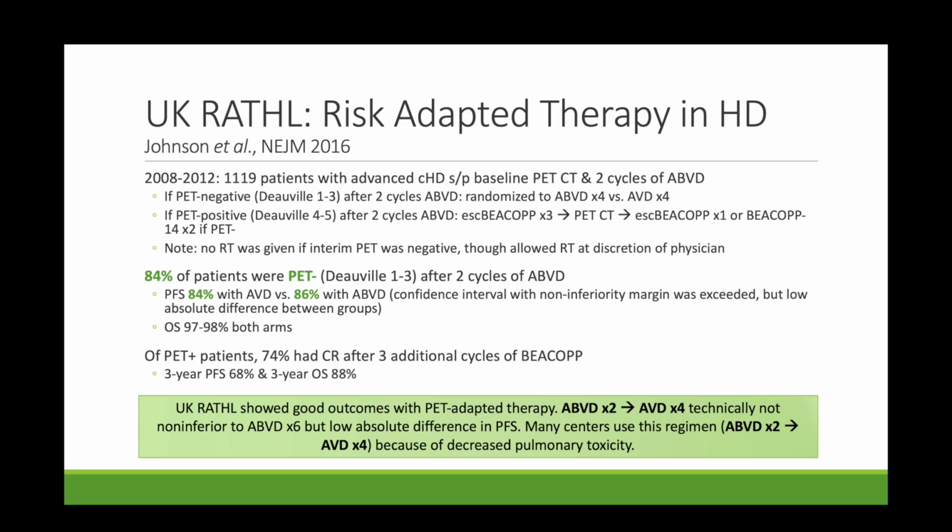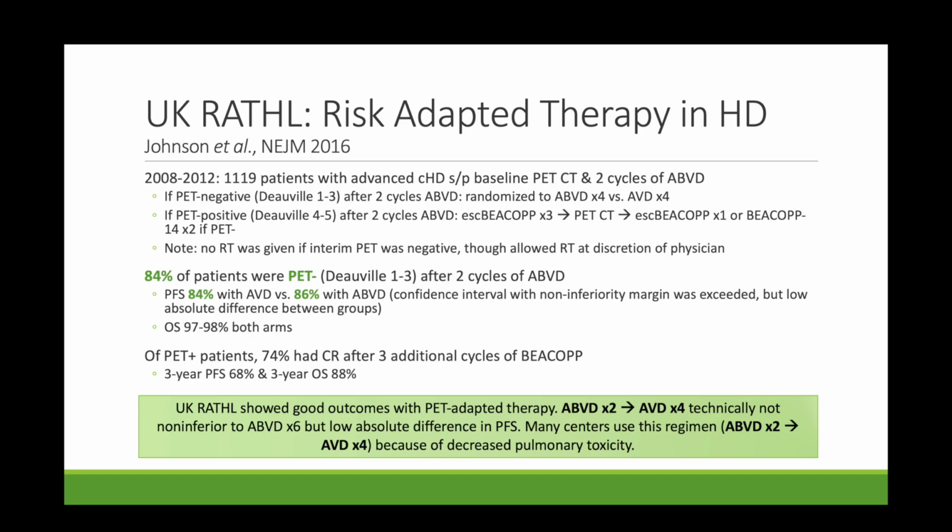So I actually think UK RATHL is a more relevant trial to us here in the US and helps to guide further risk-adapted therapy for Hodgkin's disease. UK RATHL took patients with advanced Hodgkin's disease who had a baseline PET-CT followed by 2 cycles of ABVD. And then again, they tailored the response based on the PET. So after 2 cycles of ABVD, if they had a Deauville 1 to 3 response on PET, considered PET negative, they were randomized to either ABVD times 4 cycles or AVD times 4 cycles.